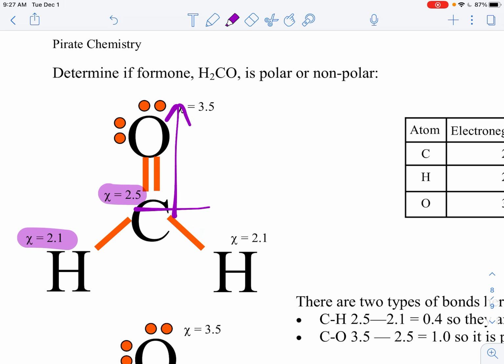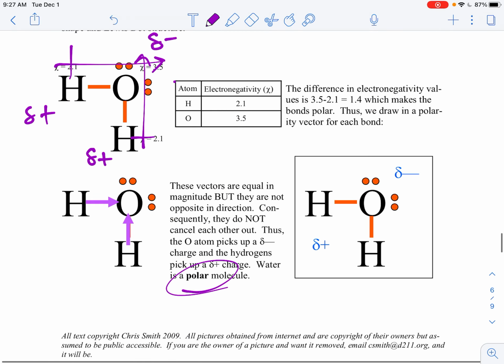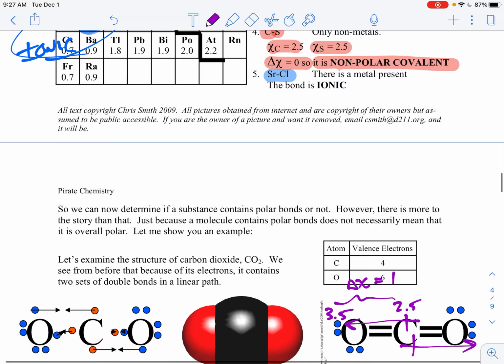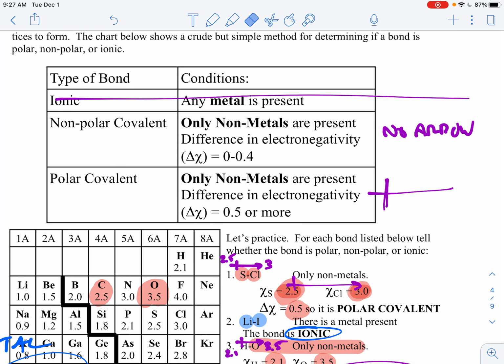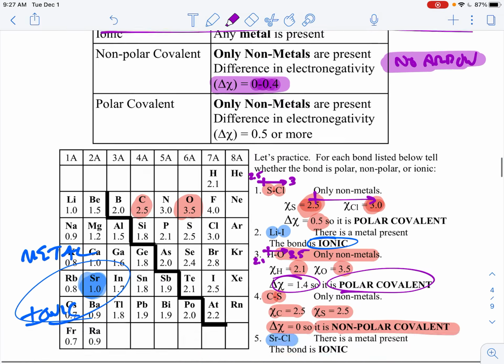Now let's check these guys out. 2.5 and 2.1. Well, the difference between 2.5 and 2.1 is only 0.4. Remember, way back up here, if the difference is between 0 and 0.4, you don't even draw an arrow. So there's no arrow to be drawn. If your difference is 0, 0.1, 0.2, 0.3, or 0.4, you don't draw an arrow.